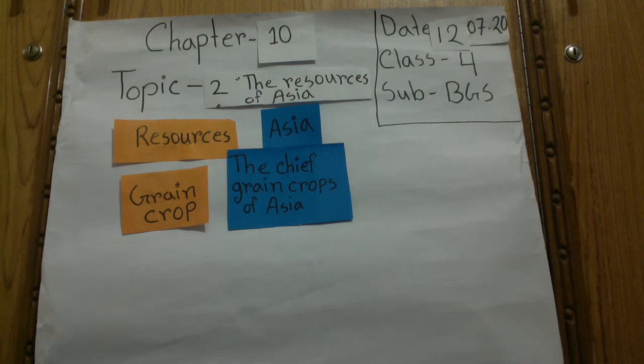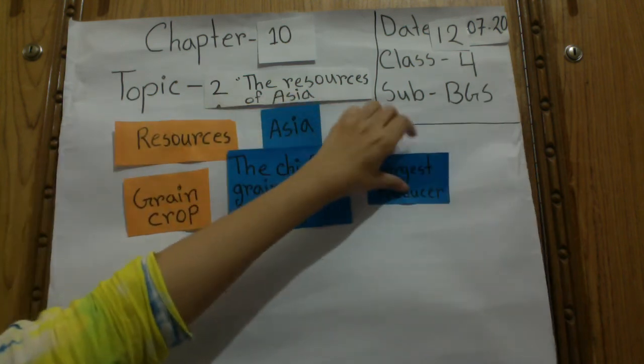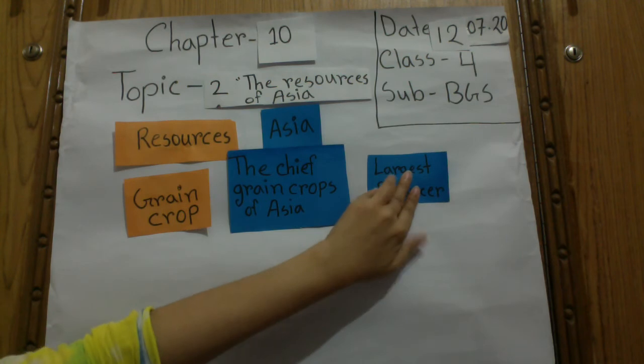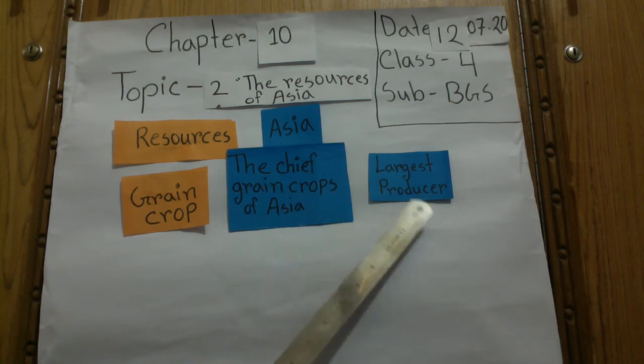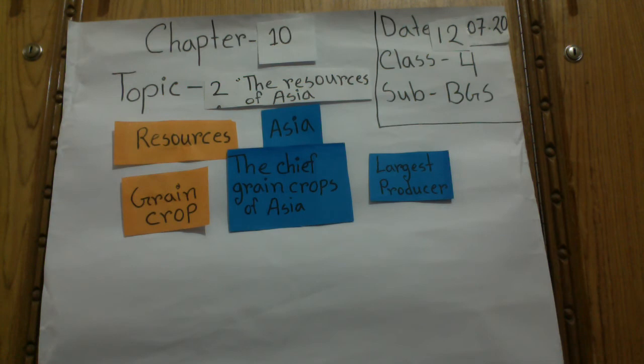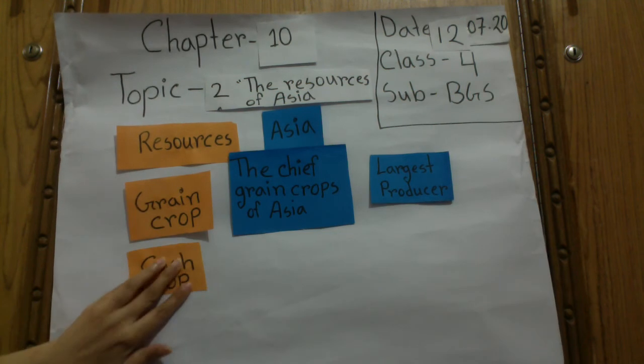Now, the largest producer. Do you know? Asia is the largest producer of the grain crops. Which grain crops? Rice and wheat in the world. Now we will talk about another resource that is called the cash crops.